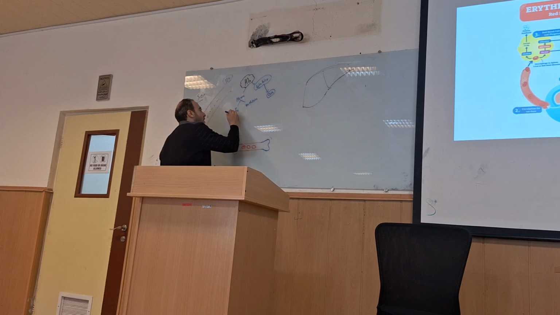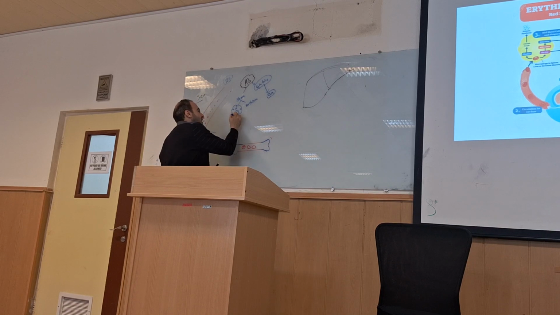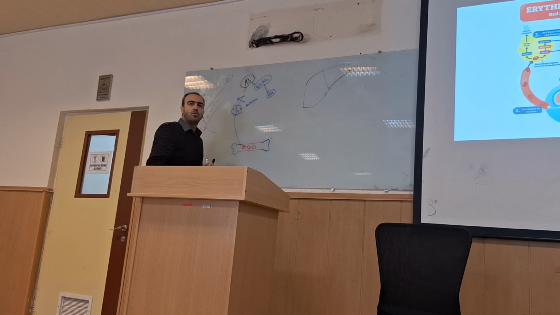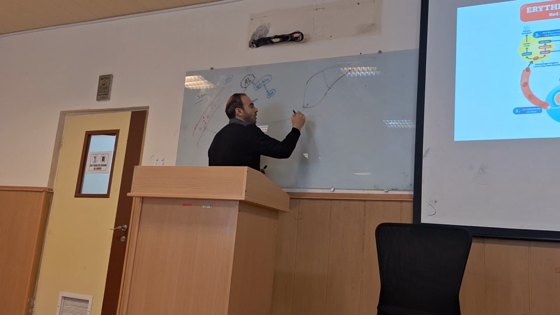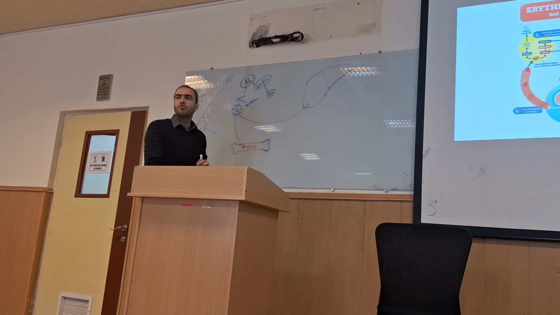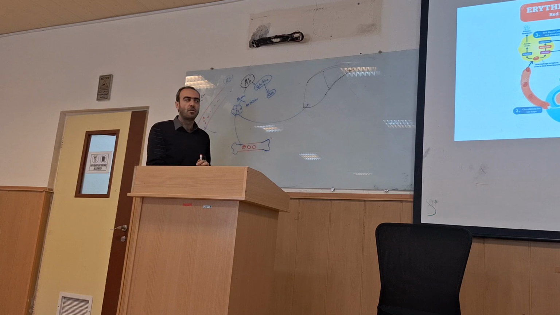So the iron has a different way. We can send it to the bone marrow for producing new RBC. And we can send it to the liver and store it in the form of ferritin, or hepcidin, and again use it for heme protein synthesis.